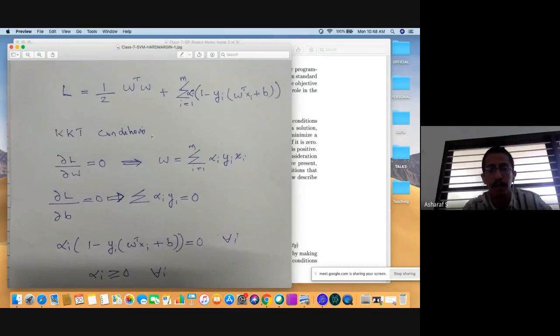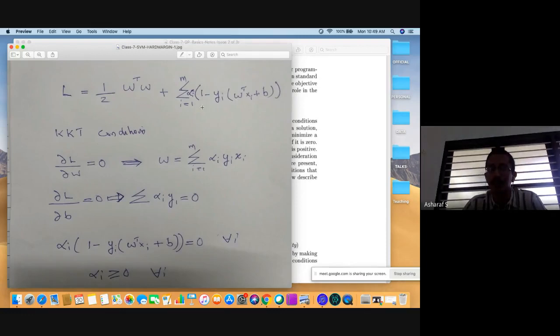our problem was yi into w transpose x plus b is greater than or equal to 1. So in the less than or equal to form, it will be 1 minus yi into w transpose x plus b less than or equal to 0. So essentially alpha i into this term would be equal to 0 for all i. This product will be 0 for all i is what it says.